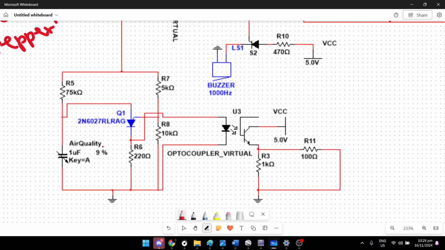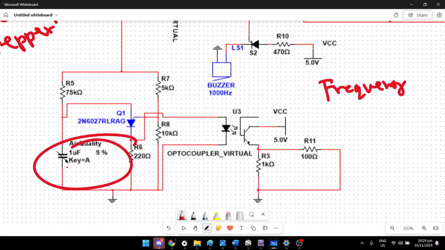We also have here another sensor. The reason we have another sensor here is that it says air quality, but we can actually replace this with any other sensor. And the reason for this is we can change the frequency of this oscillator circuit based on that sensor.